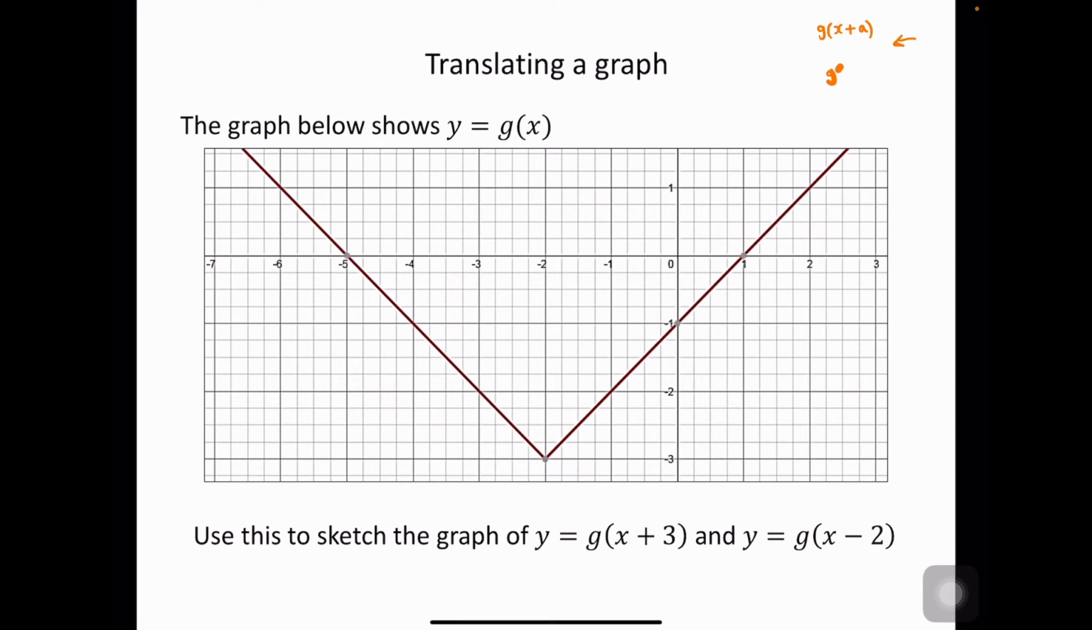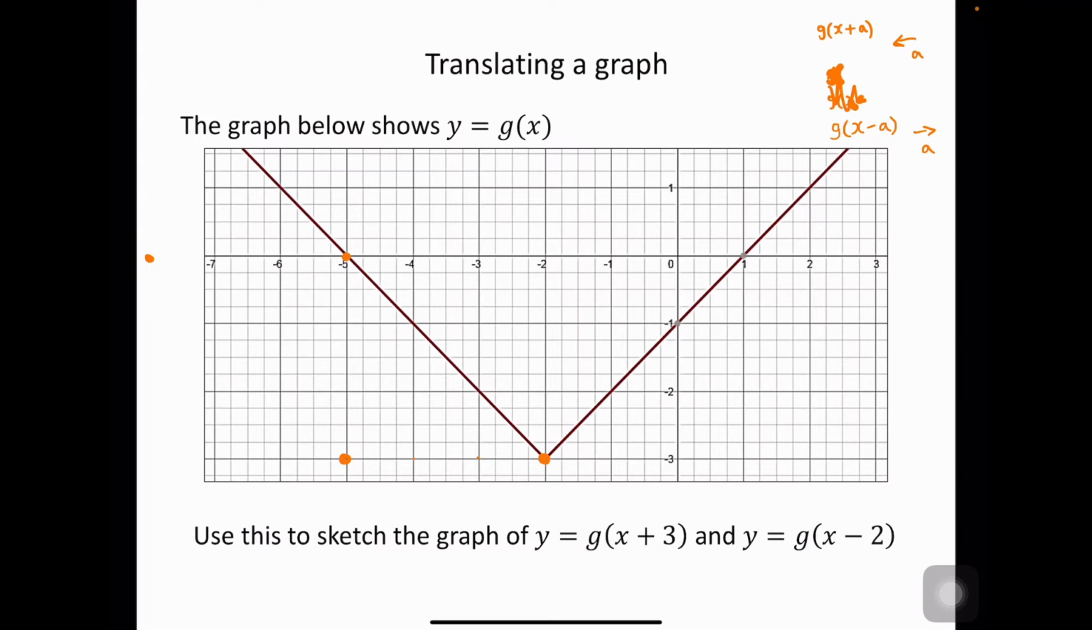If it is g of x take away a, then we shift to the right by a units. And of course this is by a as well. So for g of x plus 3, this point here will have to be moved 3 places to the right. So 1, 2, 3. It has to end up at -8, so it's not on the graph, but it looks something like that.